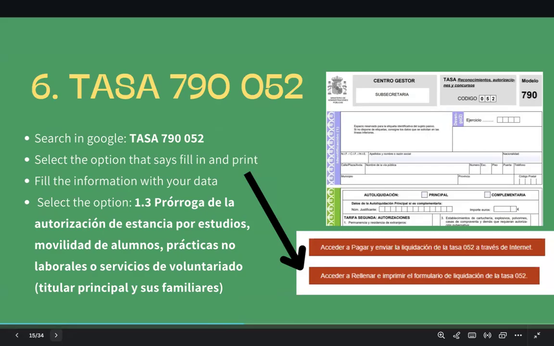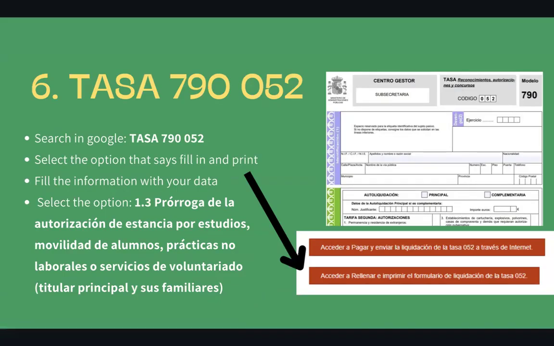This is very tricky because you could be confused with the other code, the other tasa, which you will have to pay later on. But for this renewal, you need to find the code 790052 and it looks exactly like this. And when you go on the website, you make sure that you are able to print it. Never pay online because the internet payment doesn't work. It's not reliable. So it's better to print them and pay physically in the bank or an ATM.